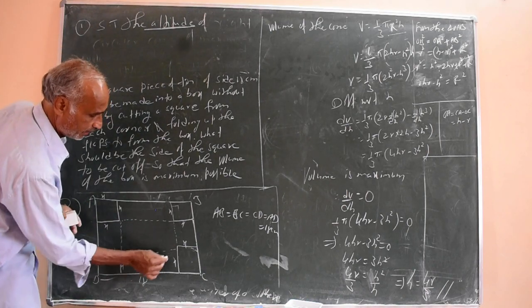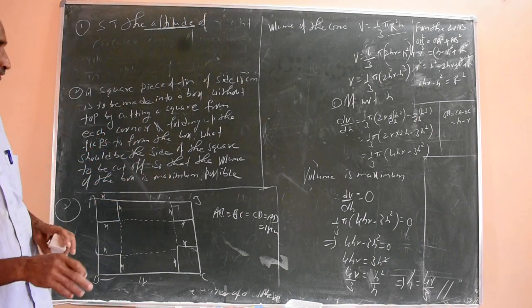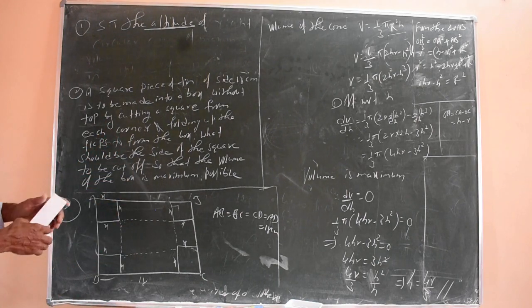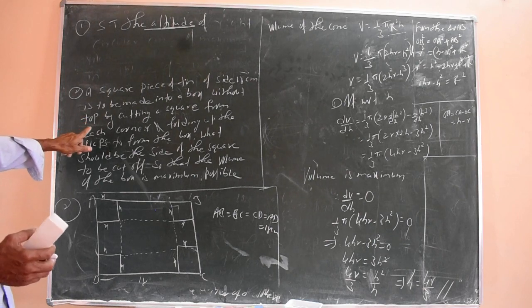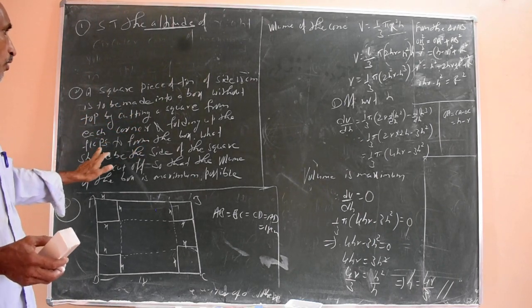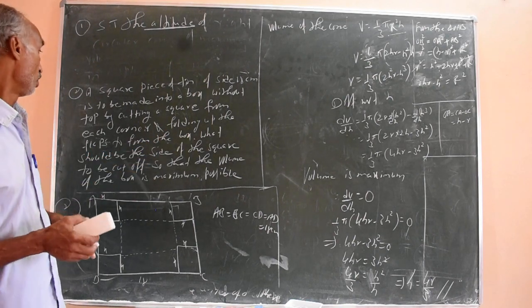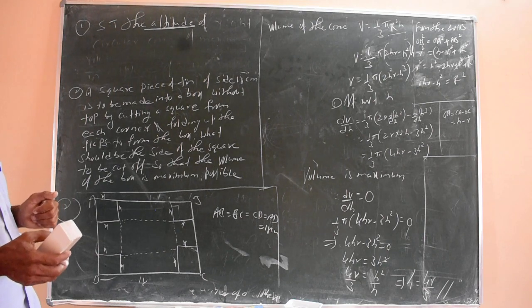Here also it is folded, here also it is folded, then you are getting a box. Okay. Like that, a box has to be formed. Now, without top, by cutting a square from each corner and folding up the flaps to form a box. What should be the side of the square to be cut?